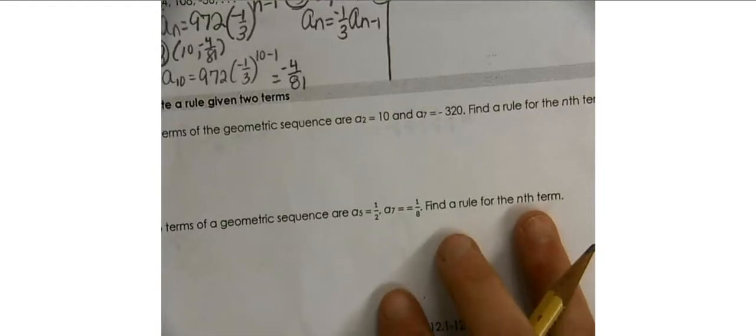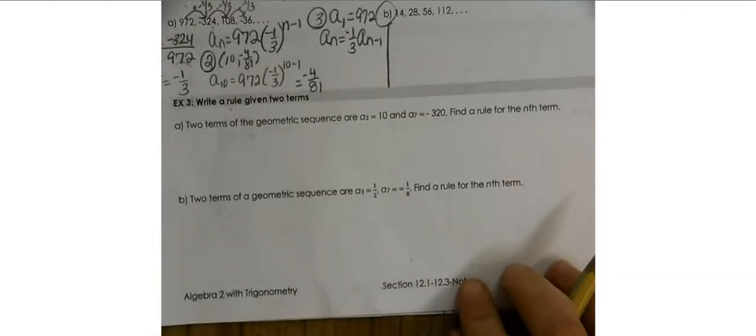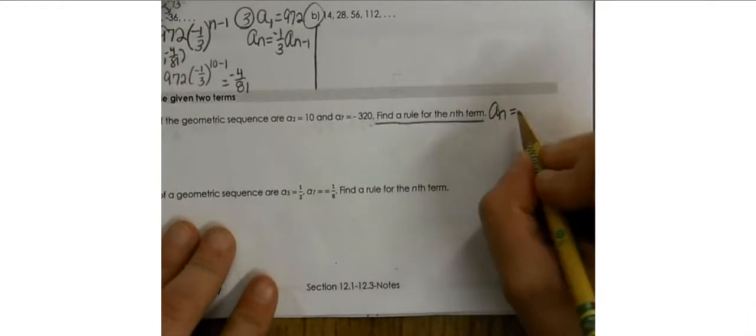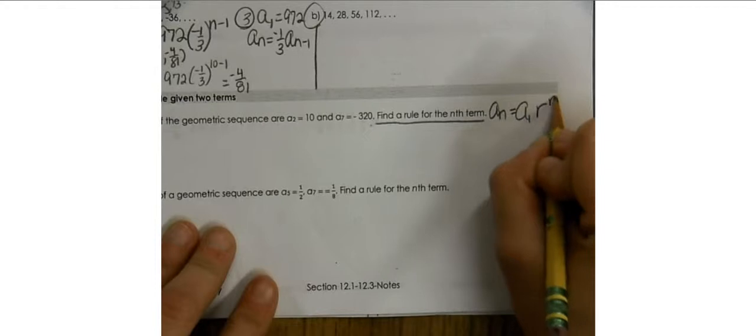So let's go ahead and go on to the last example of today. What we want to do is write a rule given two terms. The two terms that I'm giving you are a sub 2 is equal to 10 and a sub 7 is equal to negative 320. And in order to write a rule for the nth term, which is an explicit rule, our rule needs to be in the form of a sub n is equal to a sub 1 times r to the n minus 1 power. So there's two things that we need to identify.